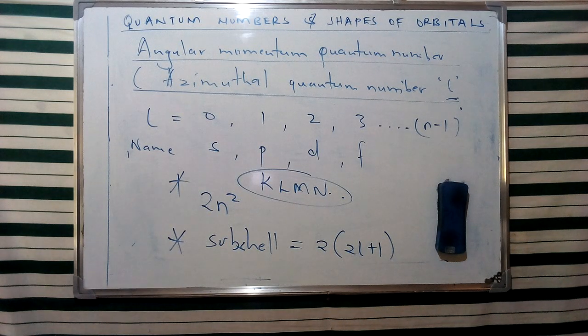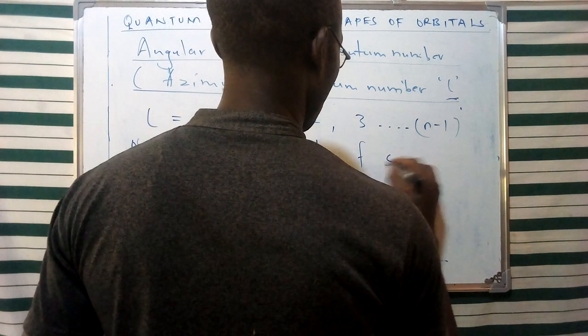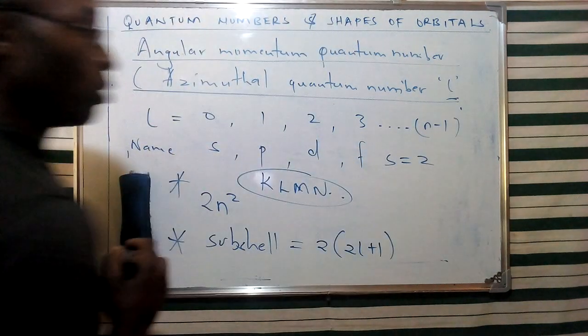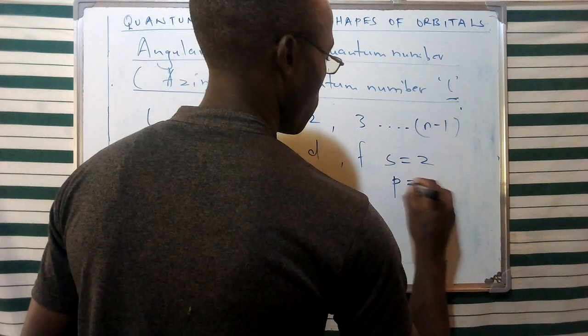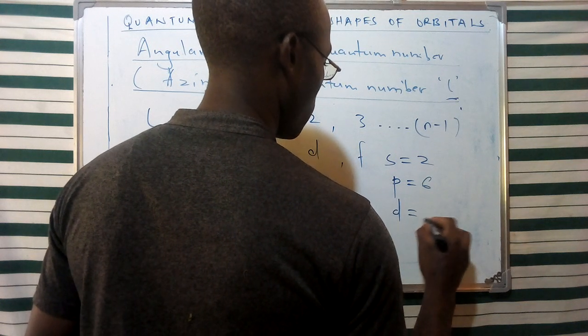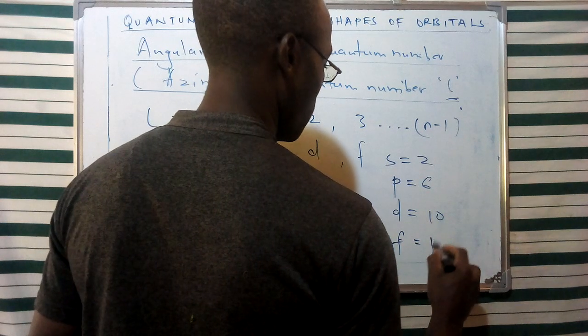Now I'm not going to go into details on this, but in this case we're going to see that the s orbital is going to consist of a maximum of 2 electrons. The p orbital is going to consist of 6. The d orbital is going to contain 10. And of course, the f orbital is represented by 14.